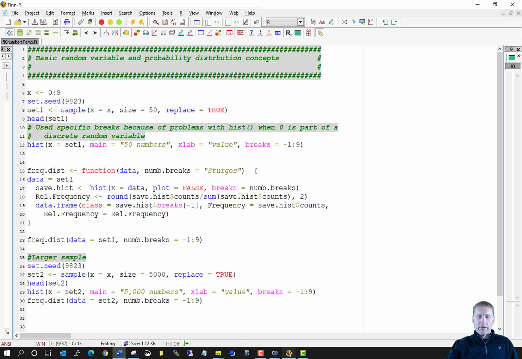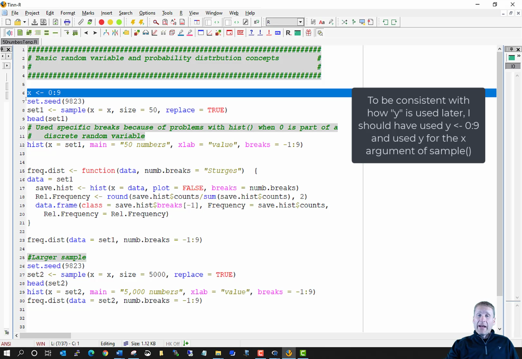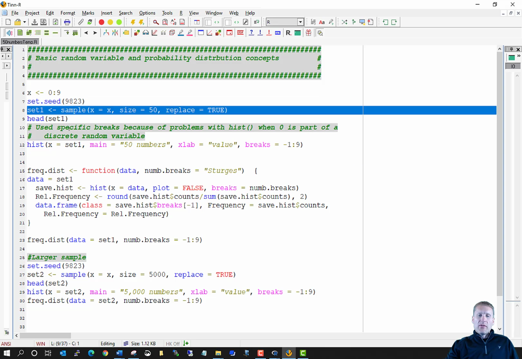So let me come back over here to R. What I'm going to do is create an object called X that's going to have the values of 0 to 9 in it. Remember that the colon in R represents the word "to", T-O. And then we're going to use the sample function to simulate this drawing out of a hat process to allow us to take the sample.